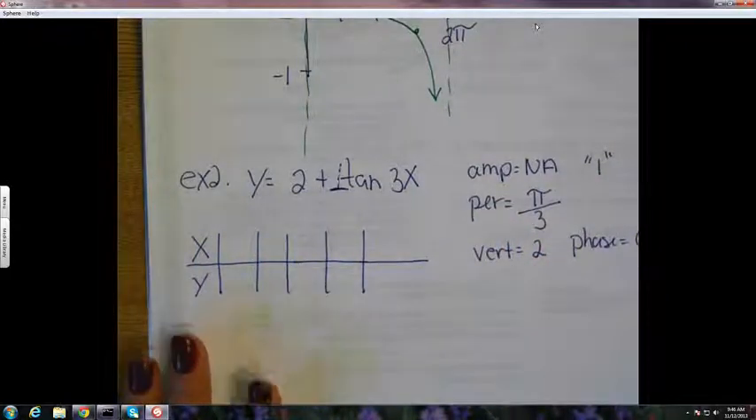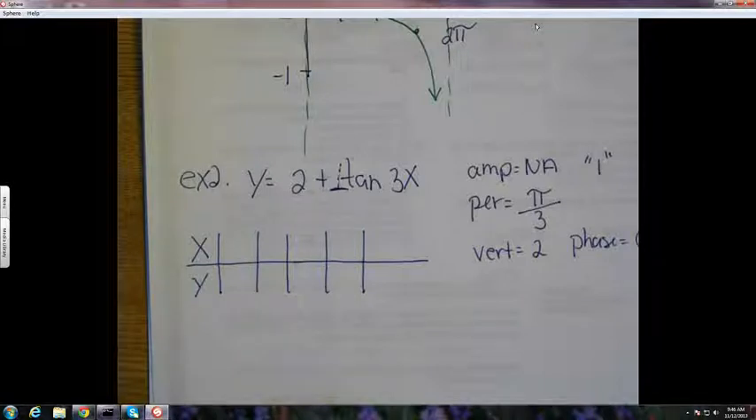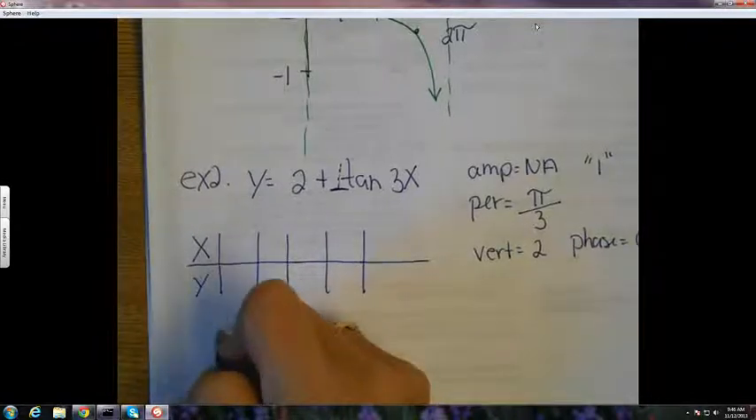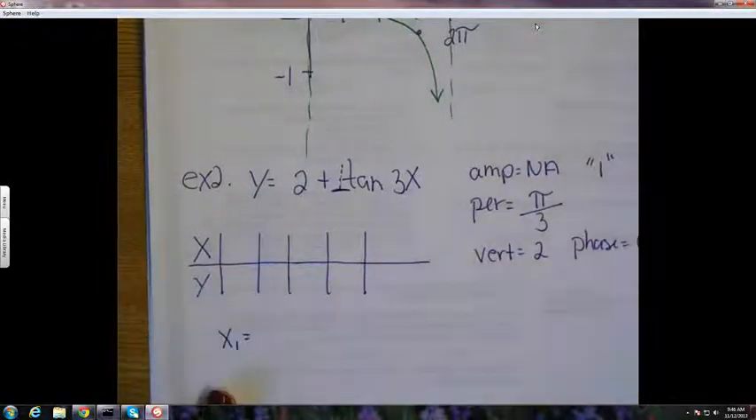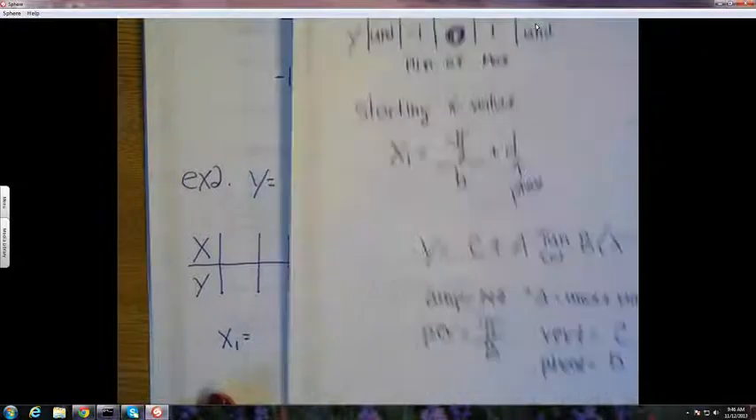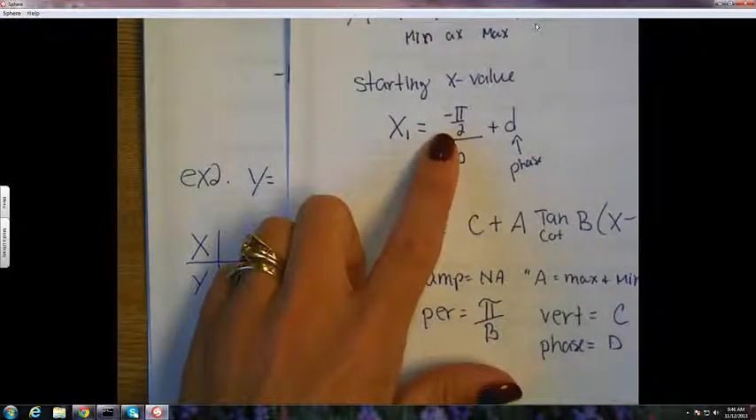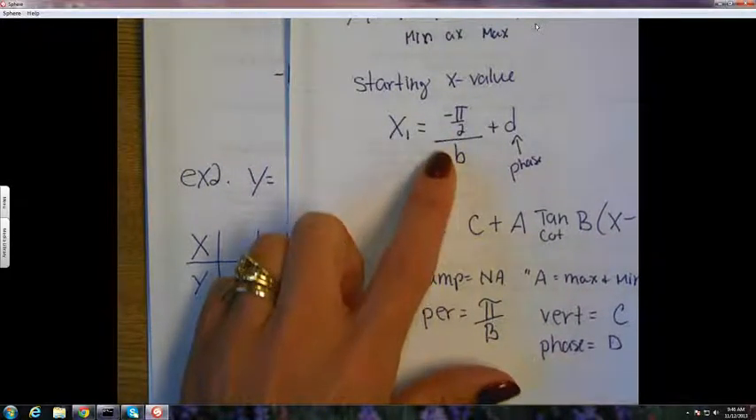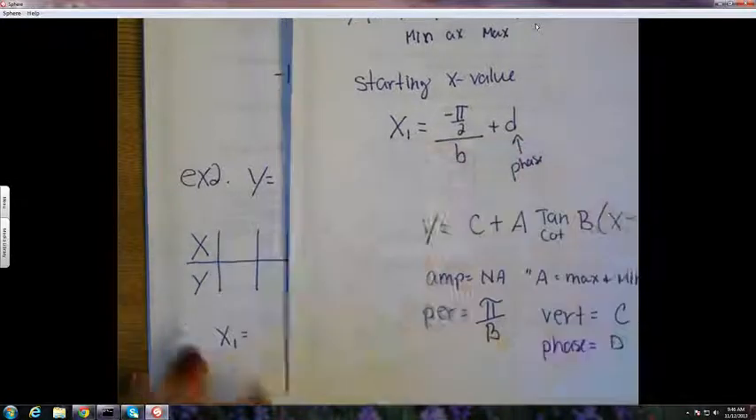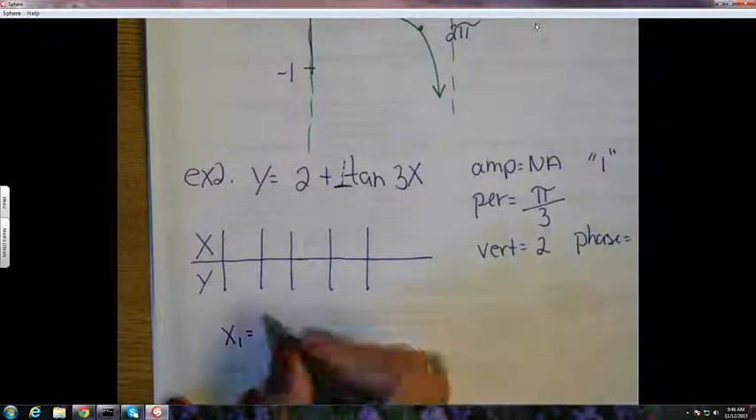Okay, everything started at the phase, but now tangent doesn't, because tangent is pulled off of the y-axis to start on this normal equation without a phase shift. So we have to calculate the x1, the starting x value. And I gave you that little formula. Negative pi over 2 is where it would normally start. Divide by the b, add on the phase. So it's negative pi over 2, that's just a part of the formula.